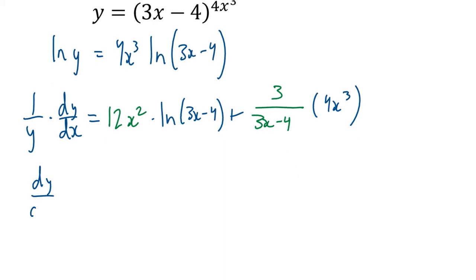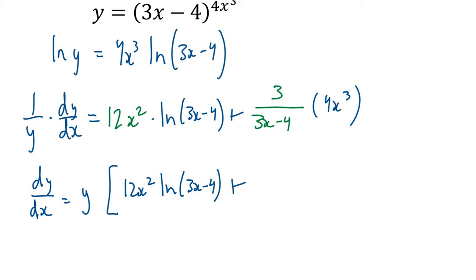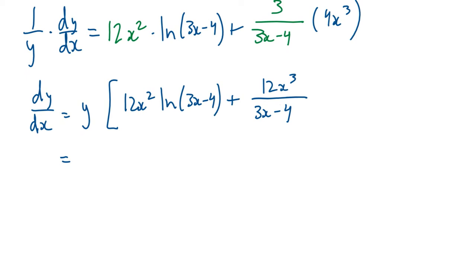So dy by dx equals y times 12x squared ln of 3x minus 4. And then the 4x cubed gets multiplied with the 3. Whoops. So I get 12x cubed over 3x minus 4. And then replacing the y with the 3x minus 4 to the 4x cubed times all of the rest of that stuff.